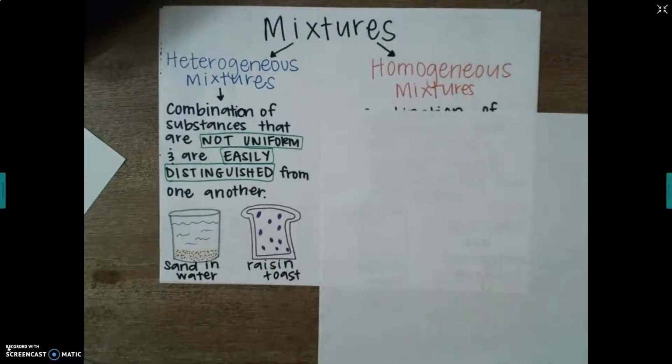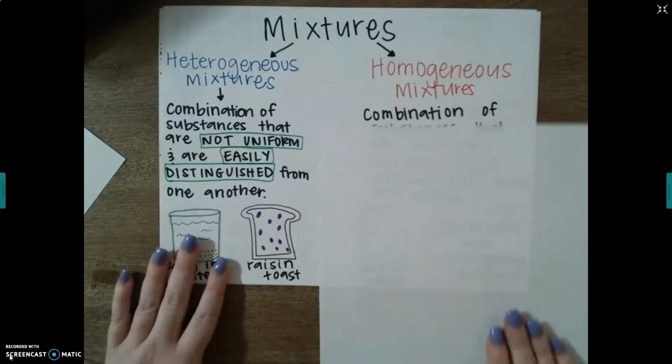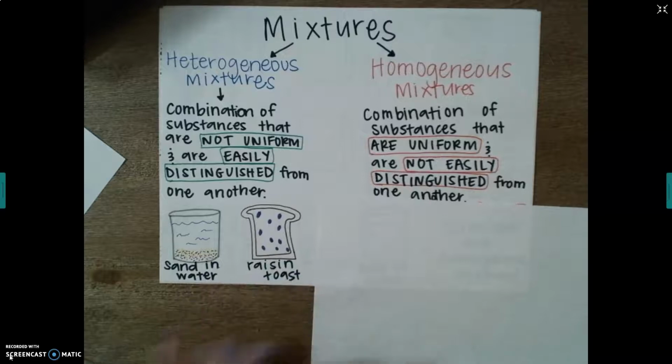Homogeneous mixtures are going to be similar but not the same. They're going to be combinations of substances, but they're basically going to be the opposite of a heterogeneous mixture. Homogeneous mixtures are going to be uniform, where everything is mixed evenly together, and they're not going to be able to be easily distinguished. So when I look at a homogeneous mixture, I can't tell that that's one particle and that's a different one. I can only see the mixture combined evenly.